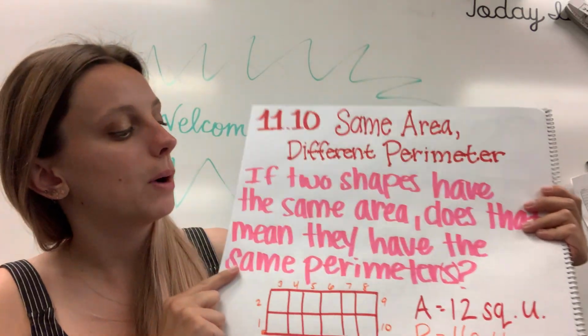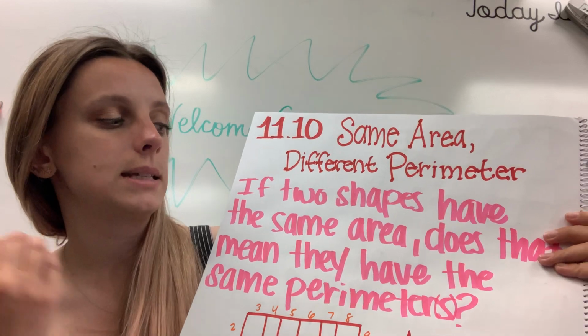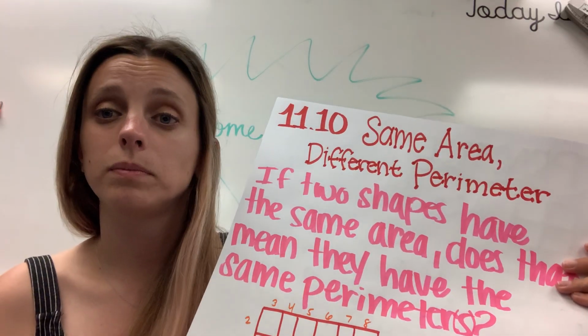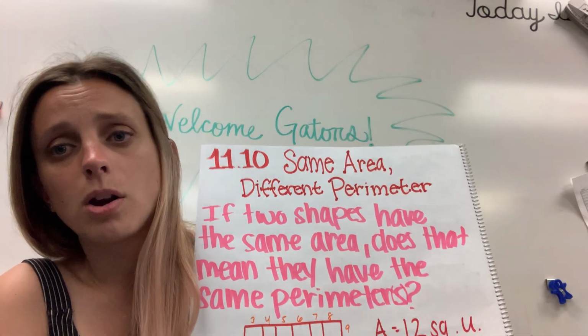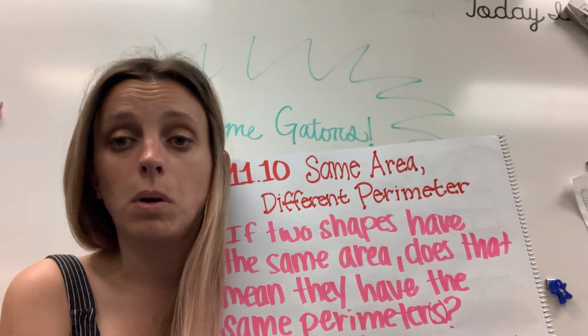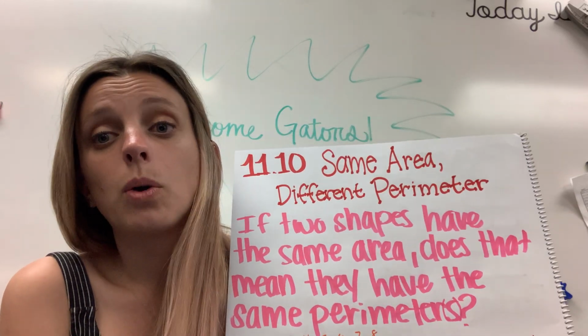So I'm going to start with a question like we did last time. Two shapes have the same area. Does that mean they have the same perimeter? And that's not to say, last time we talked about area and perimeter are not always equal. They're seldom equal. They can be. What I'm more asking is a question about our park.